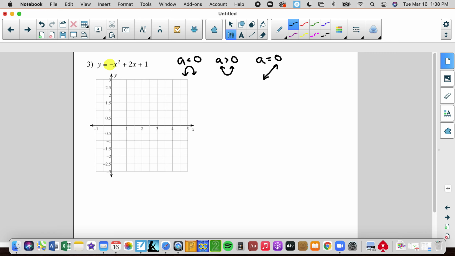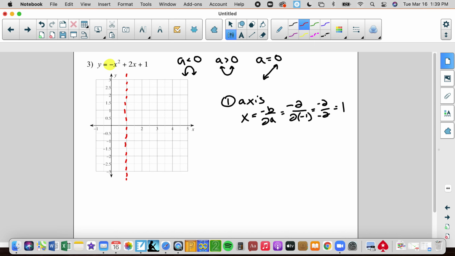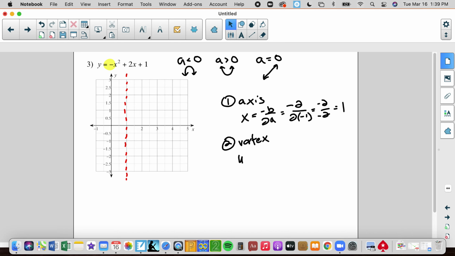So the axis of symmetry is going to be the opposite of b over 2a. The opposite of b, which is 2, over 2 times negative 1, which is negative 2 over negative 2, which is equal to 1. My axis of symmetry, I'm going to make that a dotted line. Let's find the vertex. The vertex is plugging that in.